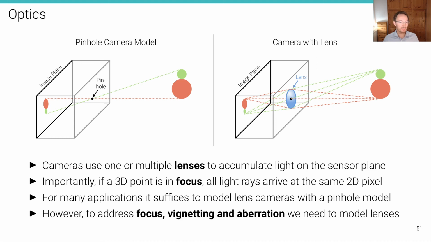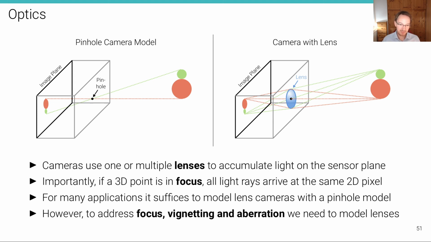So that's the reason why we want to have optics, right? So on the left is an ideal pinhole model, on the right is a camera with a lens. Cameras use one or multiple lenses to accumulate light on the sensor plane to make the picture brighter, to create more photons on the sensor plane. But there's a trade-off now, because only points that are in focus of the lens arrive at the same 2D pixel locations. And if the lens is out of focus, then you also get blur on the image plane.